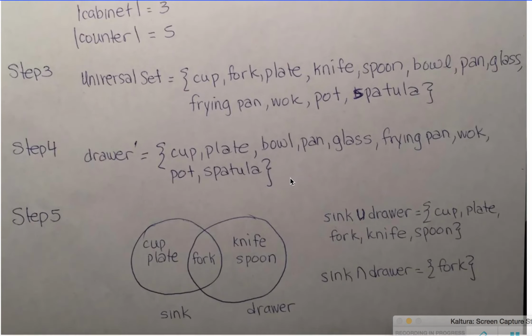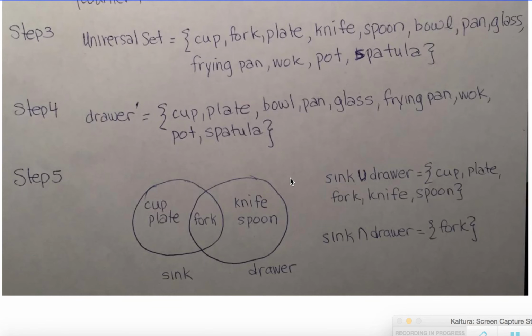Okay, so let's continue with step 5. Now in step 5, you need to choose 2 areas, and I chose the sink and the drawer, and create the Venn diagram. Okay, so how do we create a Venn diagram? We put 2 sets, this is how it looks like. And in your case, here you may have nothing, because here we put the intersection, the items that belong to both of these sets.